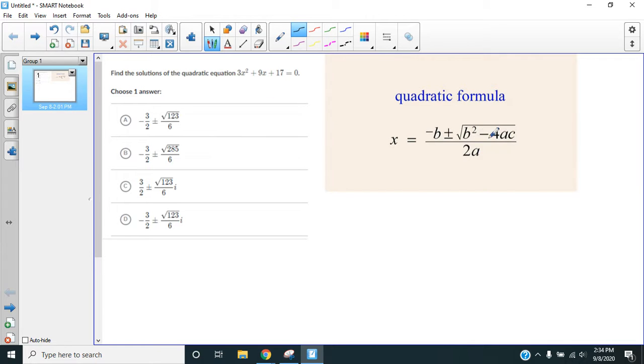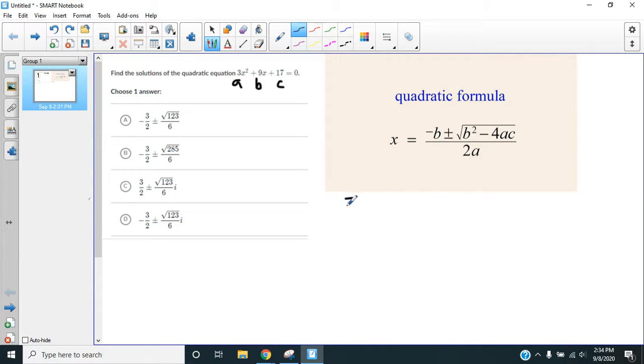What are all these letters? What's A, B, and C? If we think back, that coefficient is A. That coefficient is B. That coefficient is C. The term with x squared is A. The term with the x is B. The constant term, the number by itself, is C. And then we're going to substitute all these into the equation.